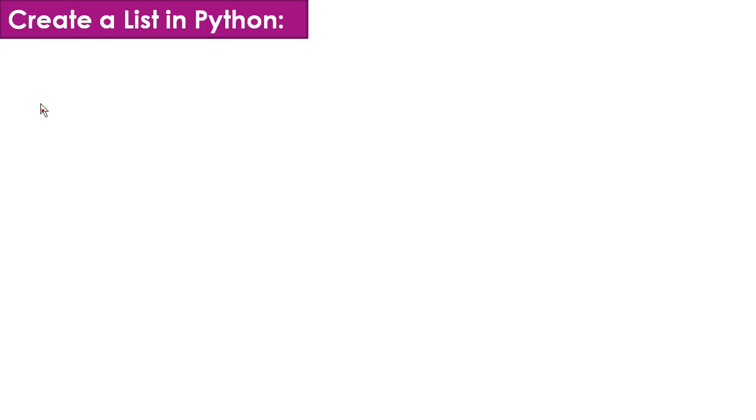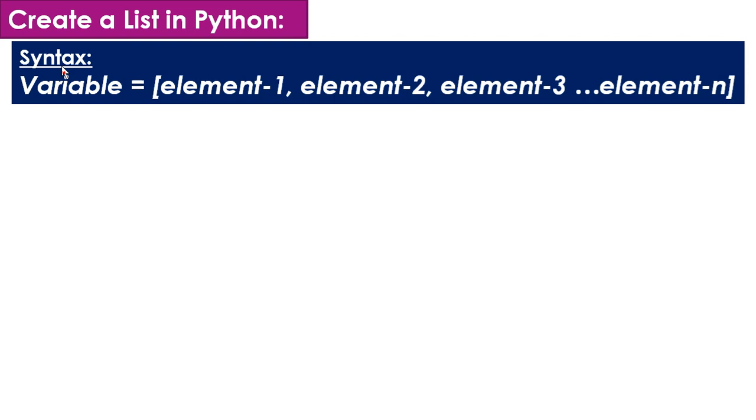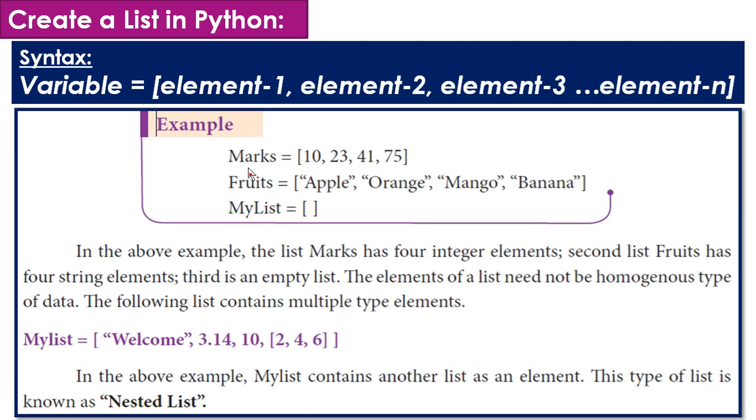Create a list in Python. How to create a list in Python? The syntax of creating a list in Python: variable equal to, within square brackets, a set of elements that are separated by commas. Example, marks equal to 10, 23, 41, 75. This is the list. The name of the list is marks. Second one, fruits equal to apple, orange, mango, banana. So, this is also called a list. And last one, my list, that is an empty list.